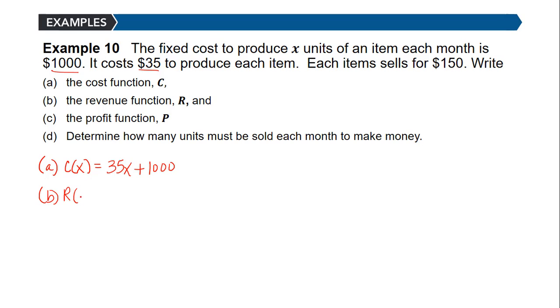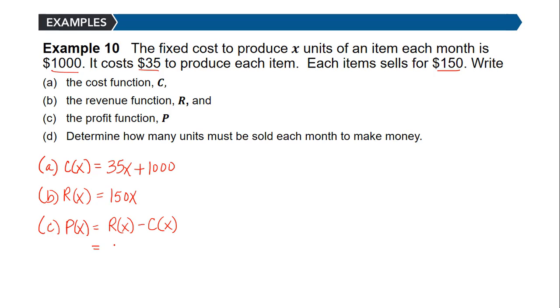The revenue function is a function that tells us how much money we make from selling x items. If we sell each item for $150, then the amount of money we make is 150 times the number we sell, x. Then the profit function P is revenue minus cost. Right, profit is what you have left over after you pay all of your bills, so to speak.